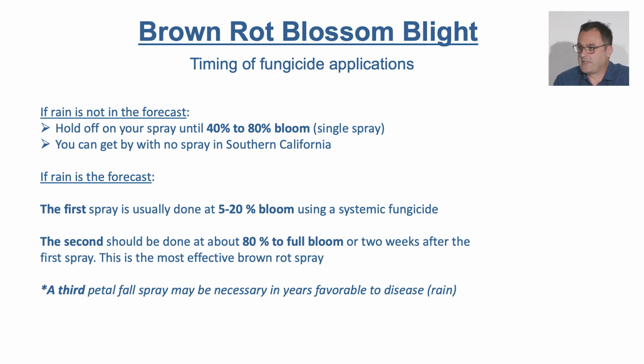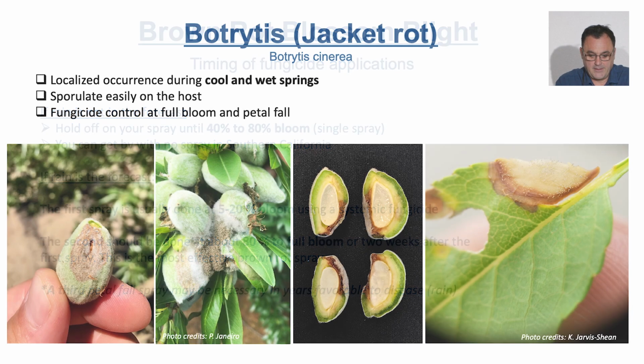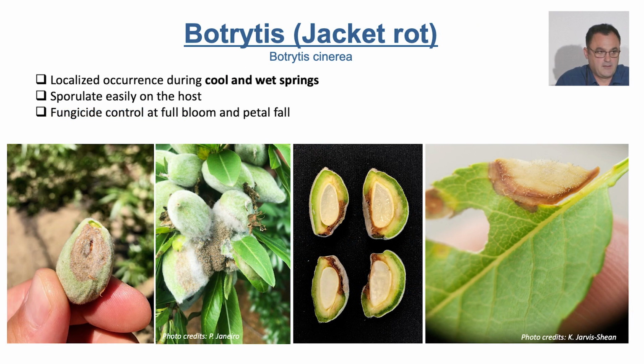There are dry years in Kern County where I'm pretty sure you could skip a bloom spray and not have to deal with blossom blight. But basically, knowing your host, its susceptibility, and the specific weather conditions will tell you how much spray may be needed to manage such disease. There are years where you won't see blossom rot or Monilinia, but you might see another one: botrytis, or jacket rot.